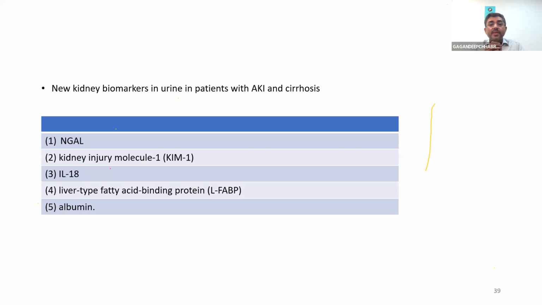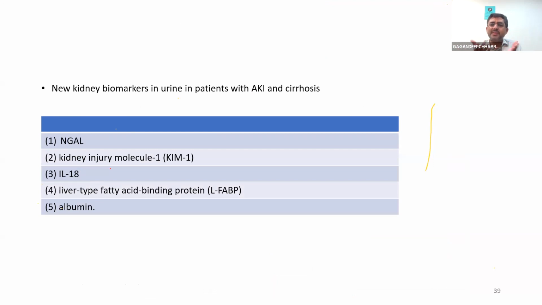So moving further, now something new. Is there anything new in the pipeline? Because creatinine is not a very good marker. As we all know, this creatinine remains low in patients of chronic kidney disease. The rise may not be that much. The disease may be more significant than what the creatinine value is already showing. So there needs to be some new markers.